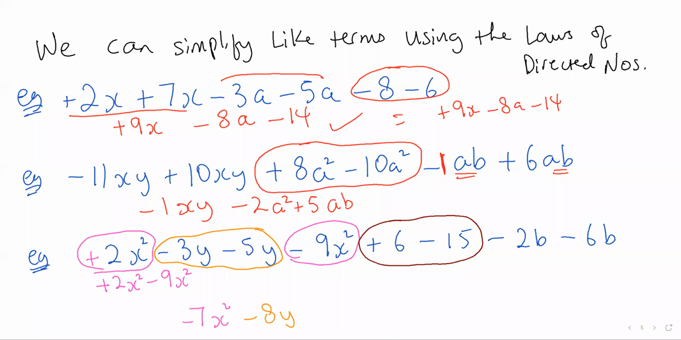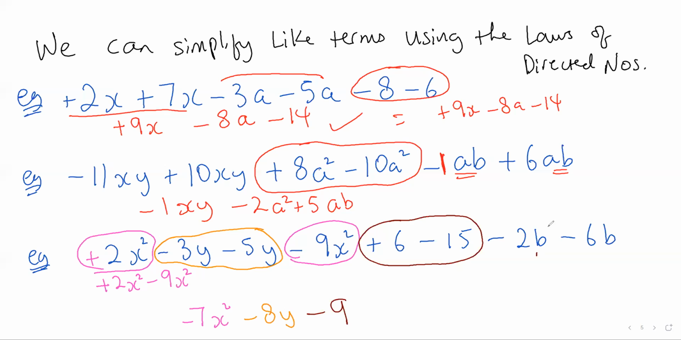Different signs law, correct. Which is what? Subtract and keep the bigger sign, right? So we subtract this: 15 take away 6 is 9, so this is negative 9. Nice. The last one here, could we simplify this?